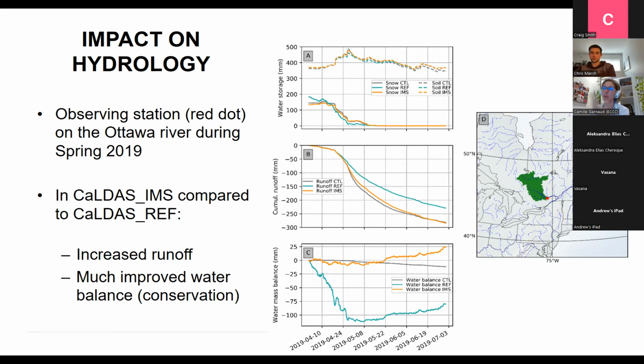Why? Again, we go back to the fact that we have negative increments in CalDAS ref. If you look here at the water mass balance, with perfect water conservation we stick to the zero line. However, in CalDAS ref, you can see that we're losing a lot of water when the snowpack is melting, because the negative increments just remove water from the system. In CalDAS IMS, however, the yellow line, you can see that we're pretty close to the zero line and to CalDAS control in gray. So this is a very good thing.